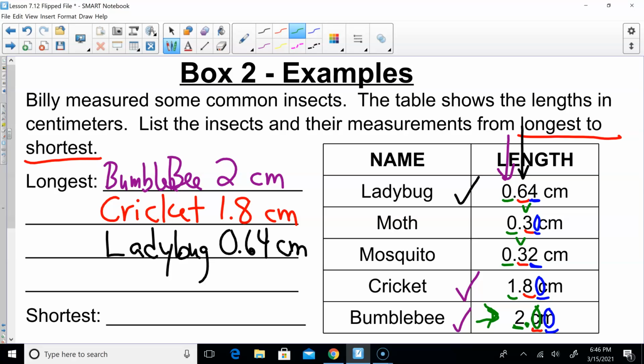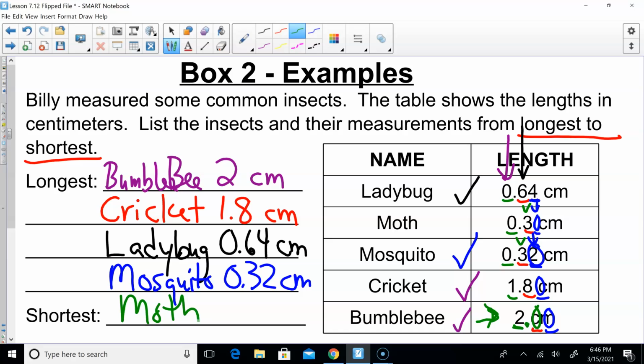As I move right along, I have a 3 right here in the tenths and a 3 in the tenths, so that's the same. So I have to go to the hundredths, where this one has a 0 and this one has a 2, so the 2 is bigger. So the mosquito comes in a close race, the mosquito at 0.32 centimeters, which leaves me with, last but not least, the moth at 0.3 centimeters.